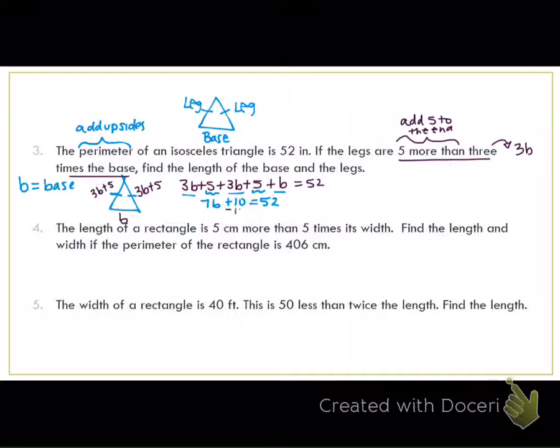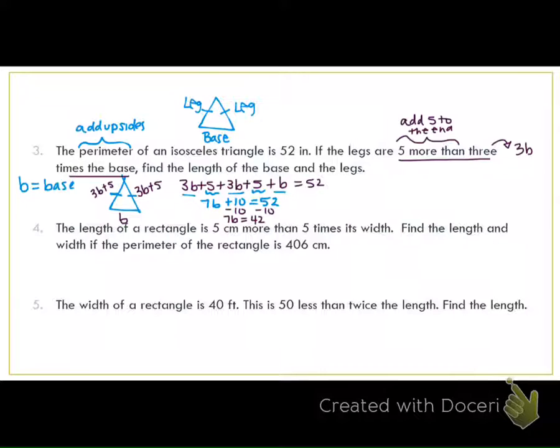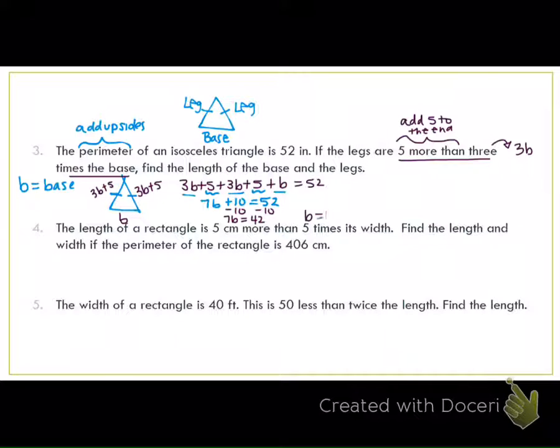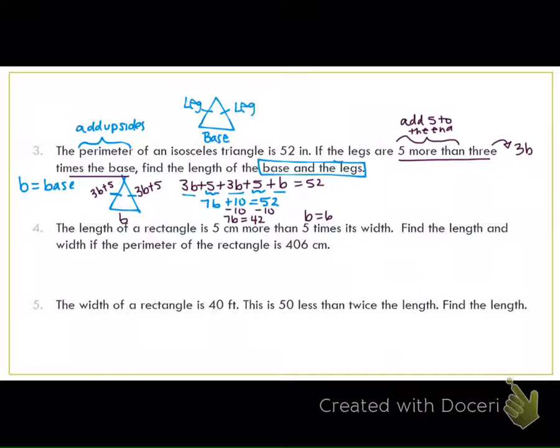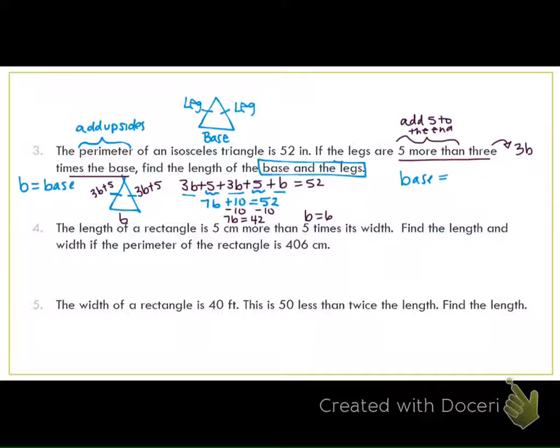Then I subtract 10. So B is 6. But it asks you not just to find what B is, it says find the base and the legs. So if the base is 6, how can we find the legs? And it's 6 inches, so don't put the units. How can I go about finding the legs, Peyton?